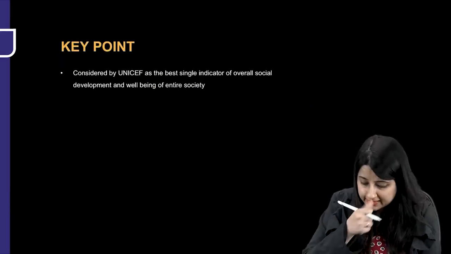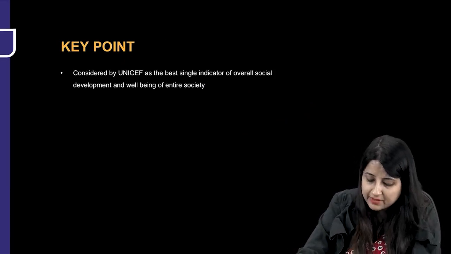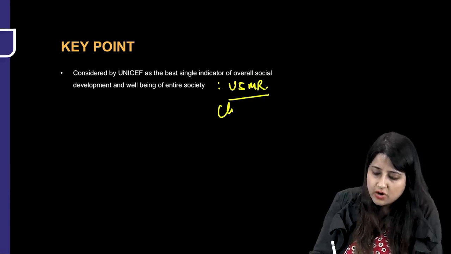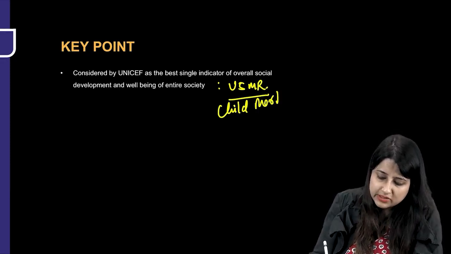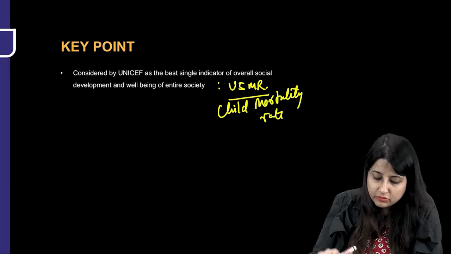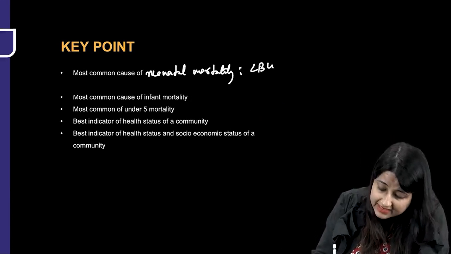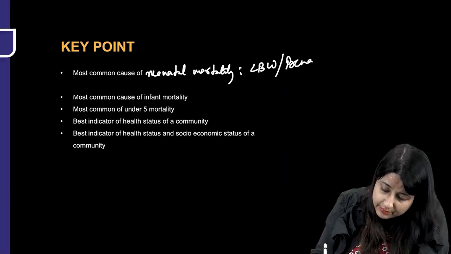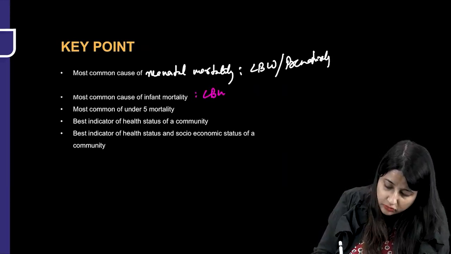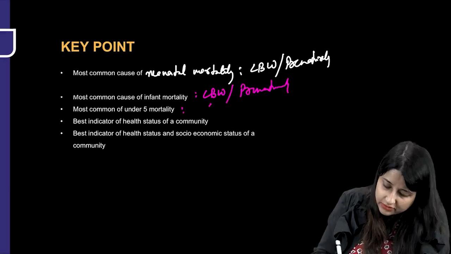Now, considered by UNICEF as the best single indicator of social development and well-being of the entire society is the under 5 mortality rate, or you would also call it the child mortality rate. But look over here, now look at some key points. Most common cause of neonatal mortality, low birth weight or prematurity. Most common cause of infant mortality, low birth weight or prematurity. Same thing. Under 5 also same thing.